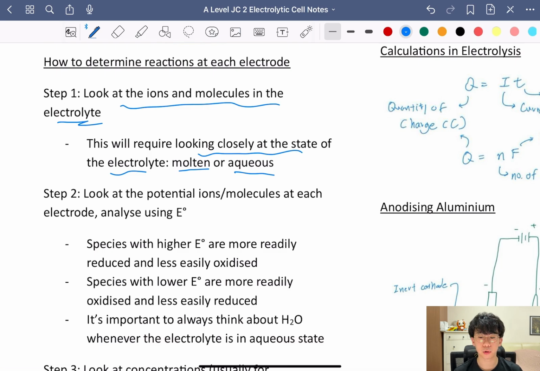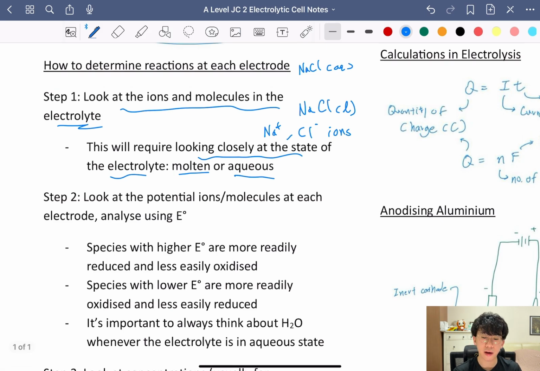So take for example, if I have NaCl liquid, which is the molten state, then definitely in the electrolyte there will only be Na+ and Cl- ions. Versus if you have NaCl aqueous, for example, sodium chloride in the aqueous state, then not only will you have Na+ and Cl- ions, you also have water molecules inside as well as a small concentration of H+ and OH- as well.